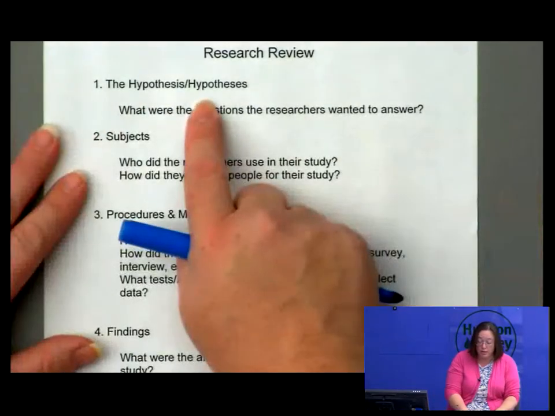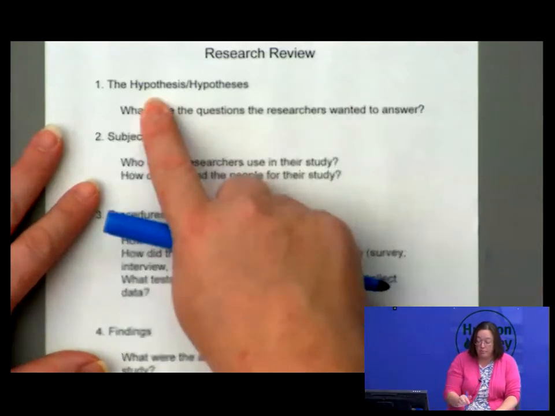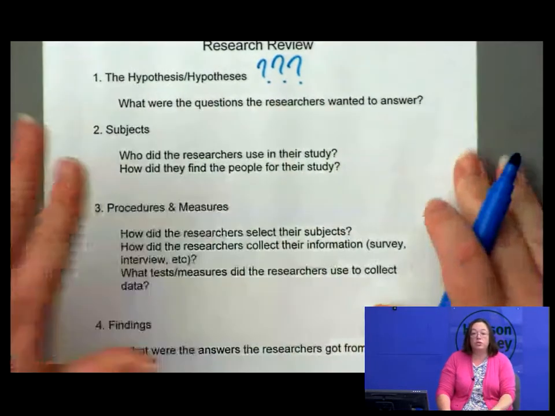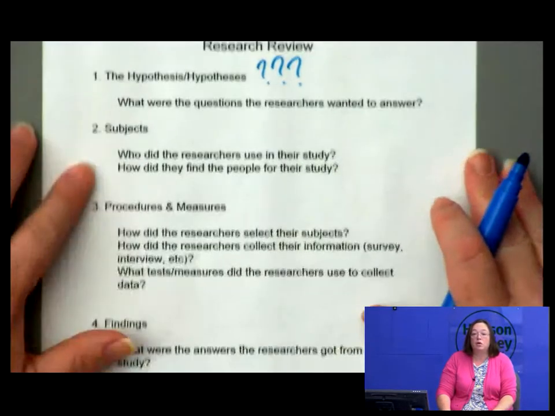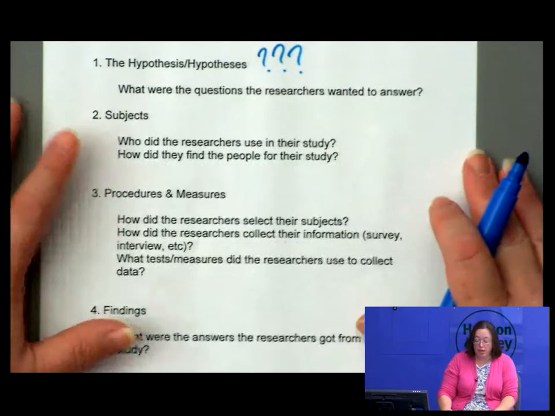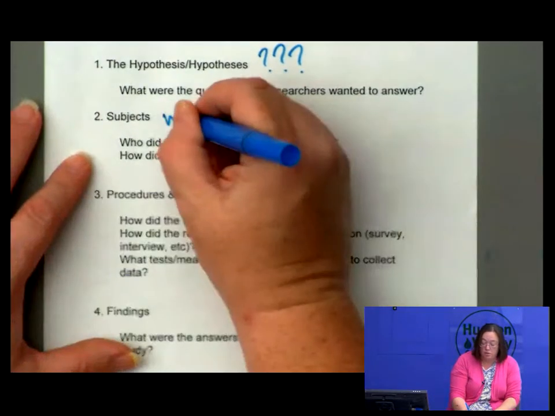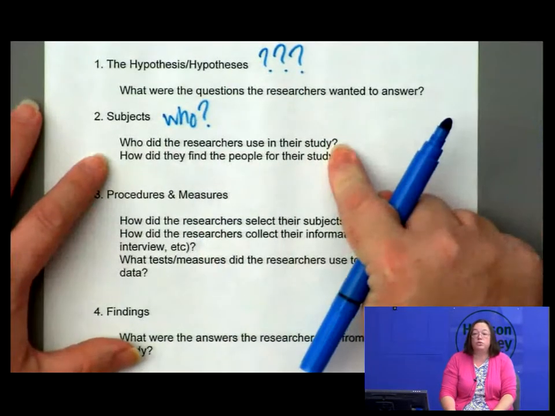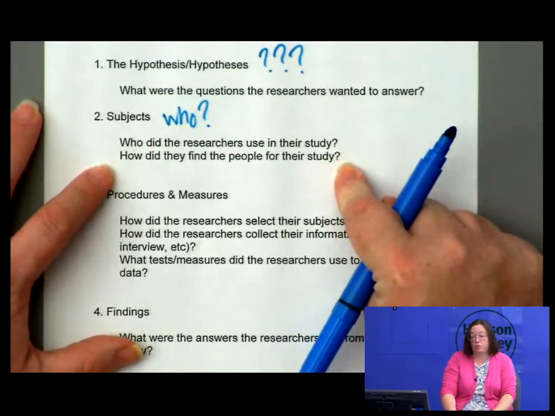The first one is, what are the hypotheses? What is the hypothesis? What are the research questions? So that's question number 1. Question number 2, the subjects. So this is all about the who. Who did the researchers use in their study? How did they find the people for their study?